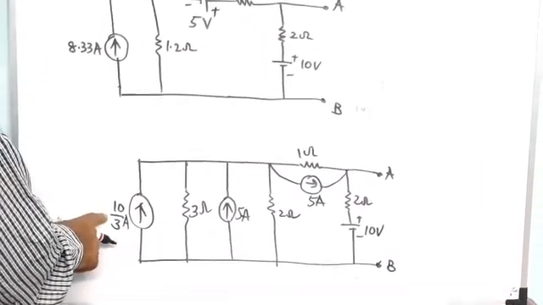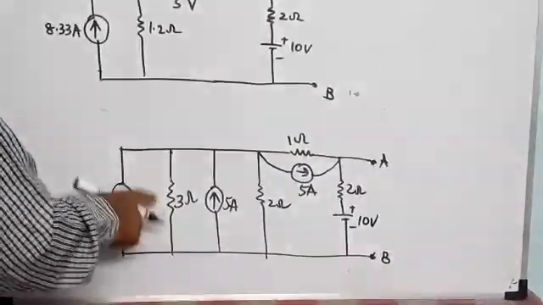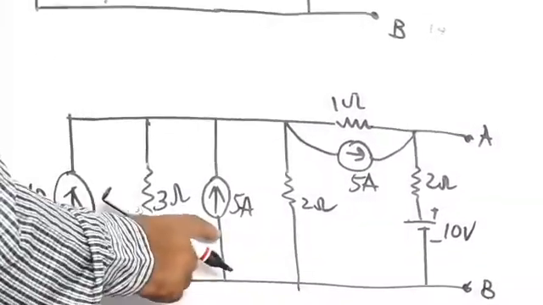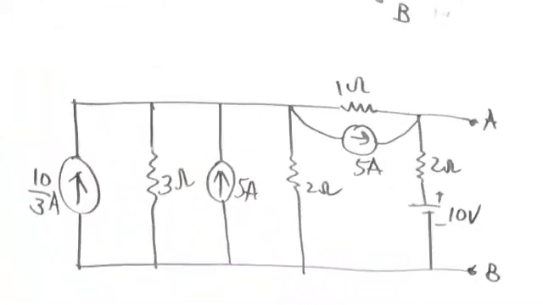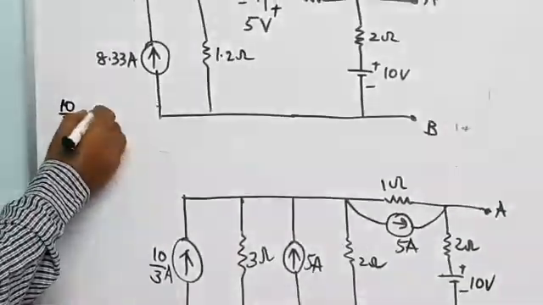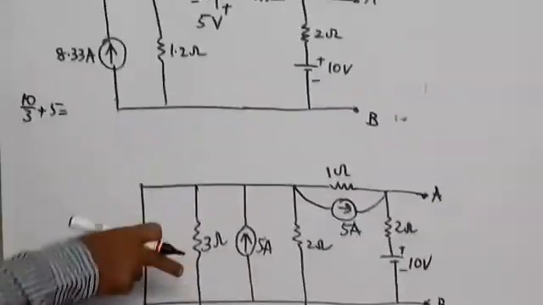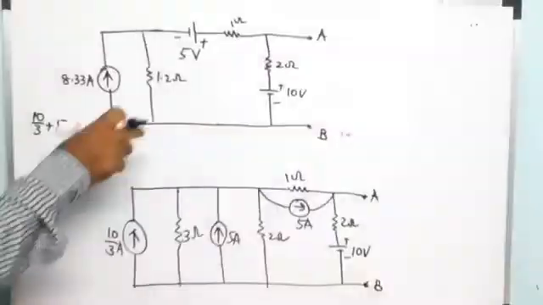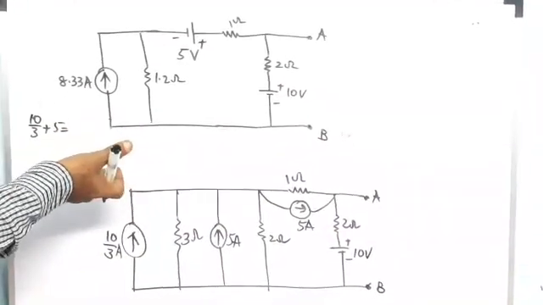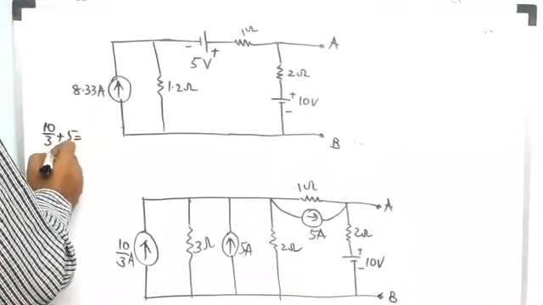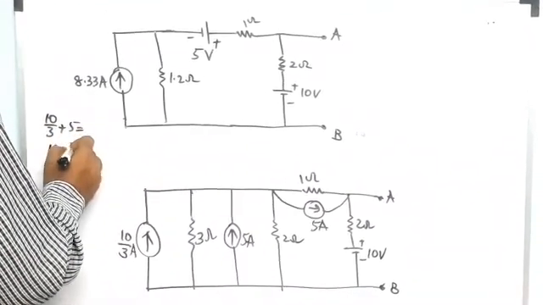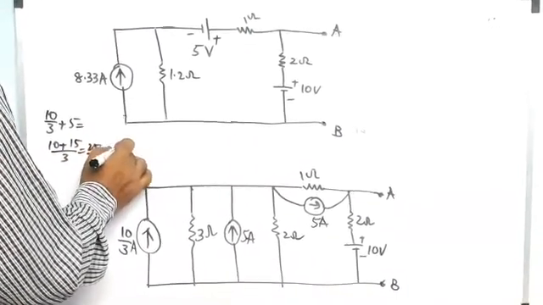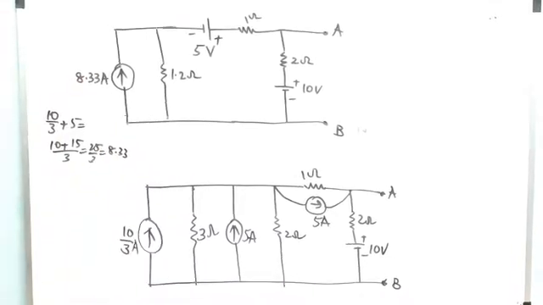Okay, now this is the circuit which I rearranged. Now again we have to arrange it in this form. So 2 current sources are there: 10 by 3 plus 5. Both are connected in parallel. If current sources are connected in parallel, you add. If voltage sources are connected in series, you add. That is opposite. Okay, so 10 plus 15 by 3. So 25 by 3. So you will get 8.33 ampere.